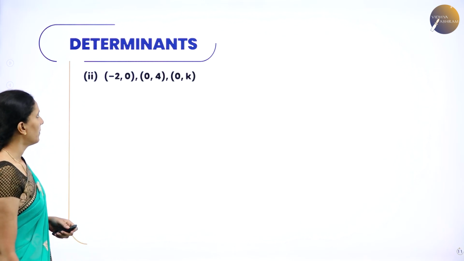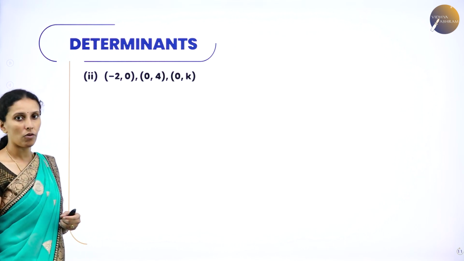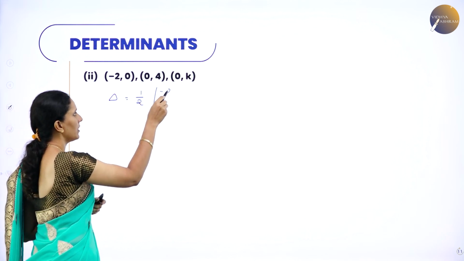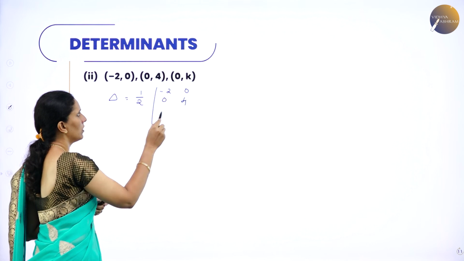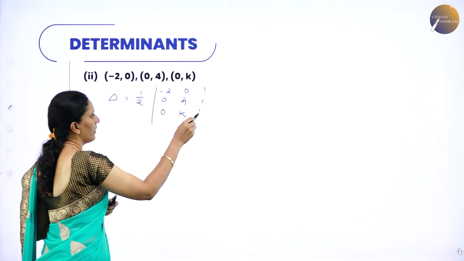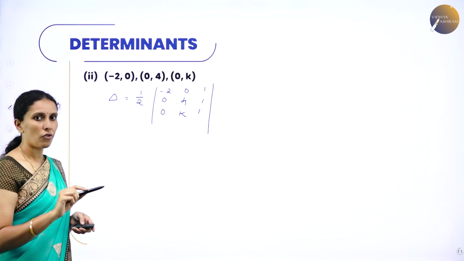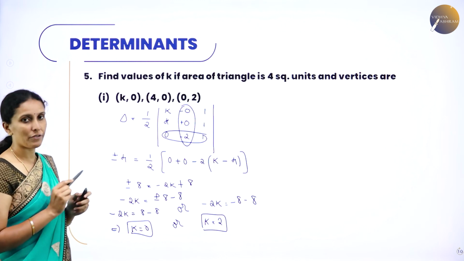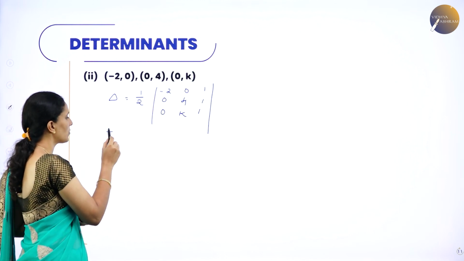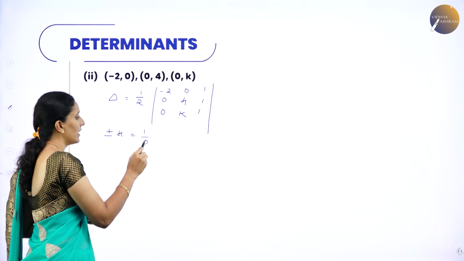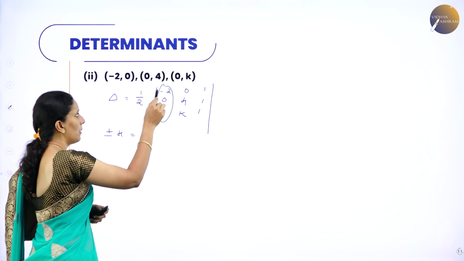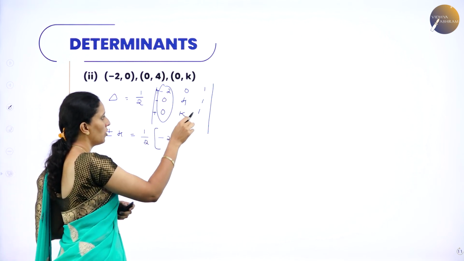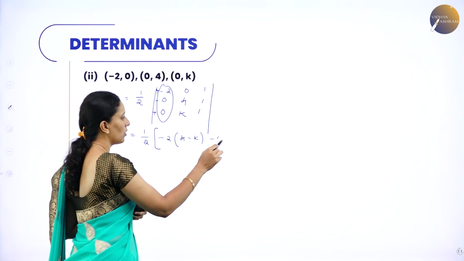Next, (-2, 0), (0, 4), (0, K). So, delta is equal to 1 by 2 of the determinant -2 0 1, 0 4 1, 0 K 1, and the area of the triangle is 4 only, because we have two sub-questions for the same question, that is, the area of a triangle is 4 square units. So, here also it is plus or minus 4, half, expand with this column. Then it is plus minus plus. So, clearly we can write the first one as minus 2 into 4 minus K and the remaining are 0 and 0.